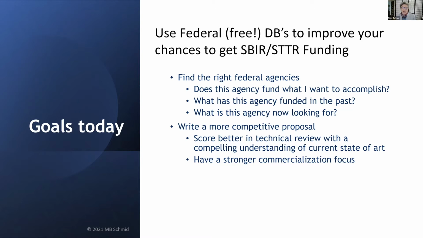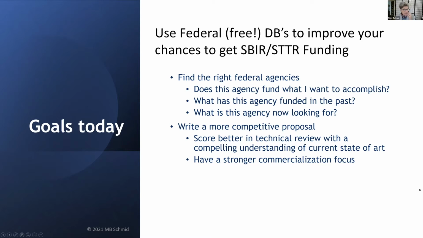But the idea behind this is that there are a large number of federal databases that can help you improve your chances to get SBIR and STTR funding. And that's both databases run by the agencies that are about what types of projects they tend to fund, but also databases that actually can help you write a better and more competitive proposal. And we're going to explore both aspects of that today.